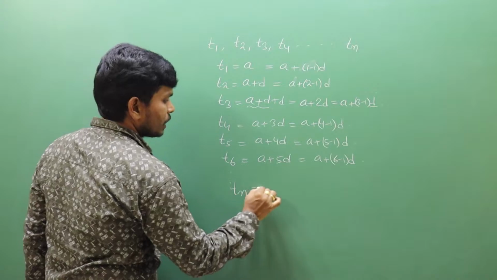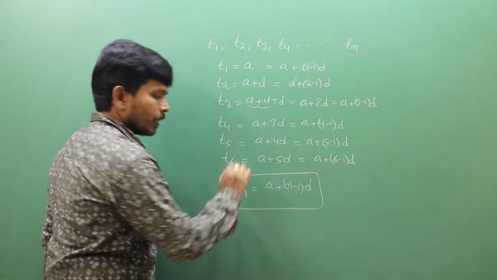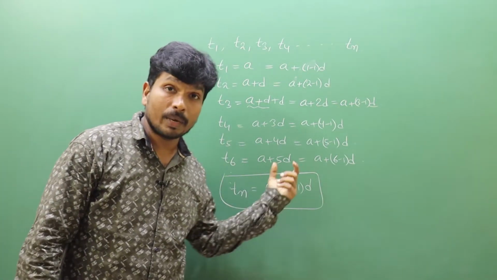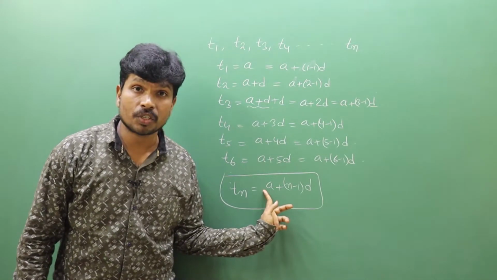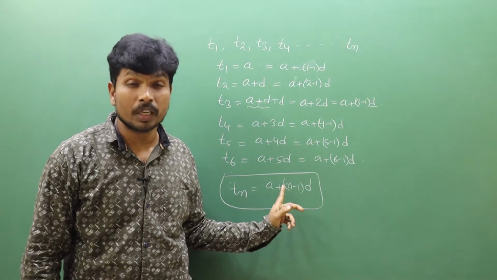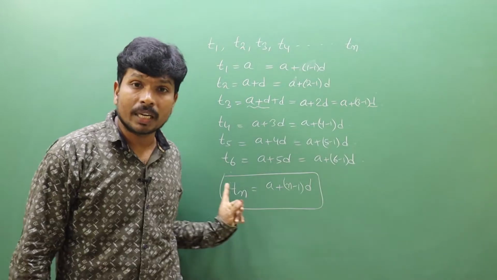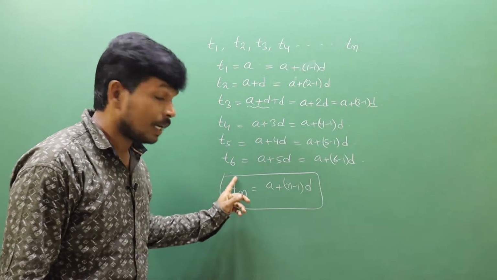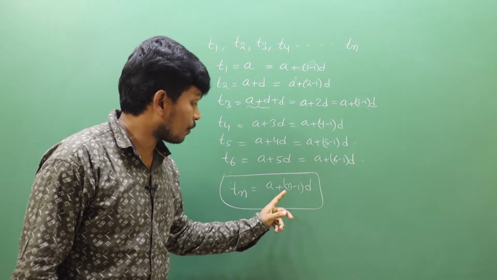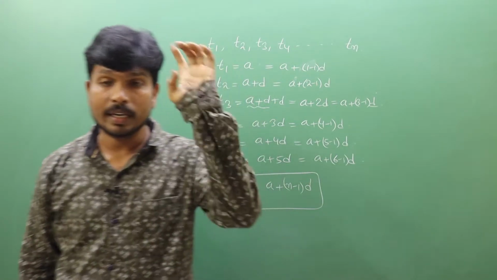So on, your nth term is expressed as a plus n minus 1 into d. This is the general term of an arithmetic progression, where a is the first term, d is the common difference, and n is the position of the term. Tn is called the value in the nth position. So how many unknown quantities are there? Tn is one unknown quantity, a is one, d is one, n is one. You have 4 unknown quantities.